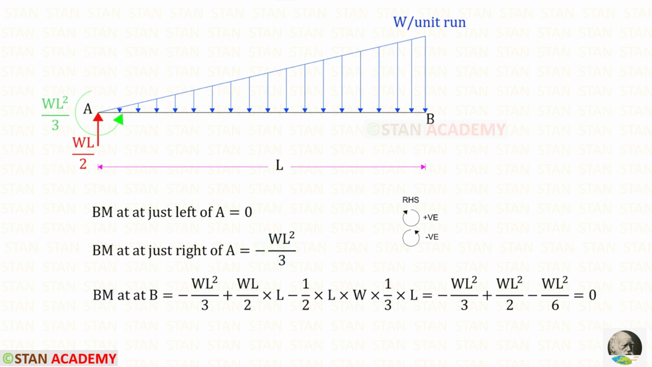Let us find the bending moment at B. MA is acting in the anticlockwise direction, so it will be negative. RA is acting in the clockwise direction, so it will be positive, and the distance is L.